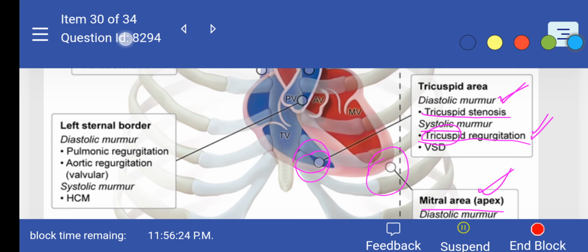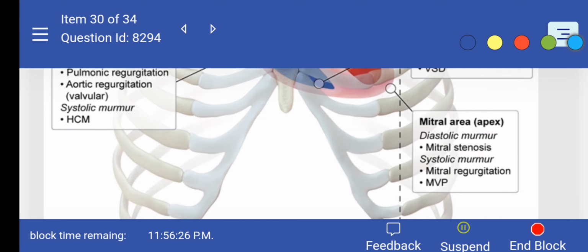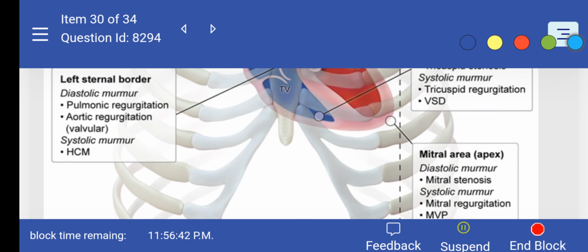So mitral stenosis produces a diastolic murmur. If there is mitral regurgitation, that would produce a systolic murmur. If there is mitral valve prolapse, that would produce a systolic murmur. And VSD is best heard in the tricuspid valve area.